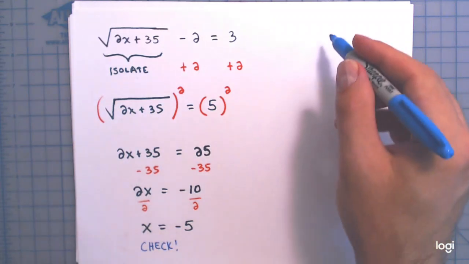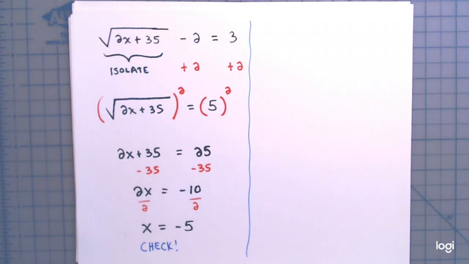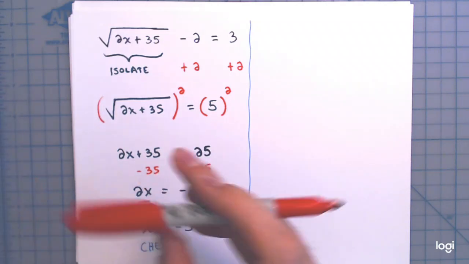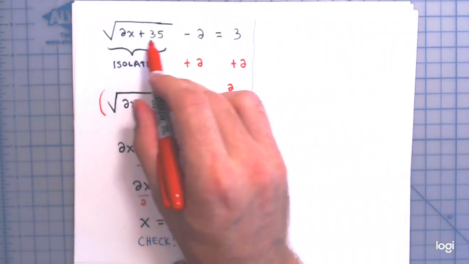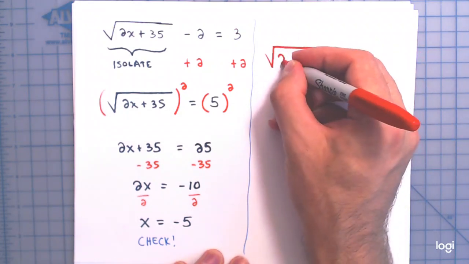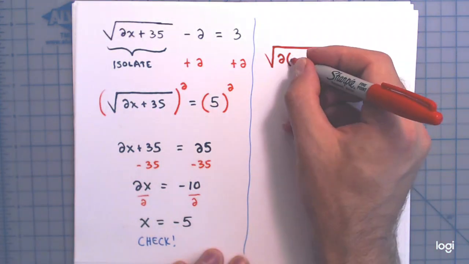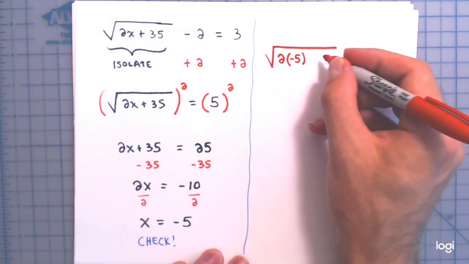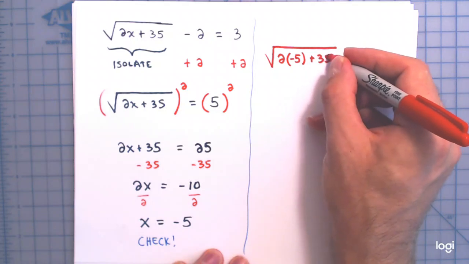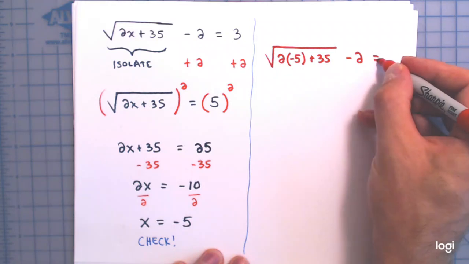Off to the side here, I'll put a little bar. We're going to check our solution. Back in the original equation, I have the square root of 2 times x, but I'm checking -5 for x, so 2 times -5, and then plus 35. And we have -2 afterwards. Is that equal to 3?